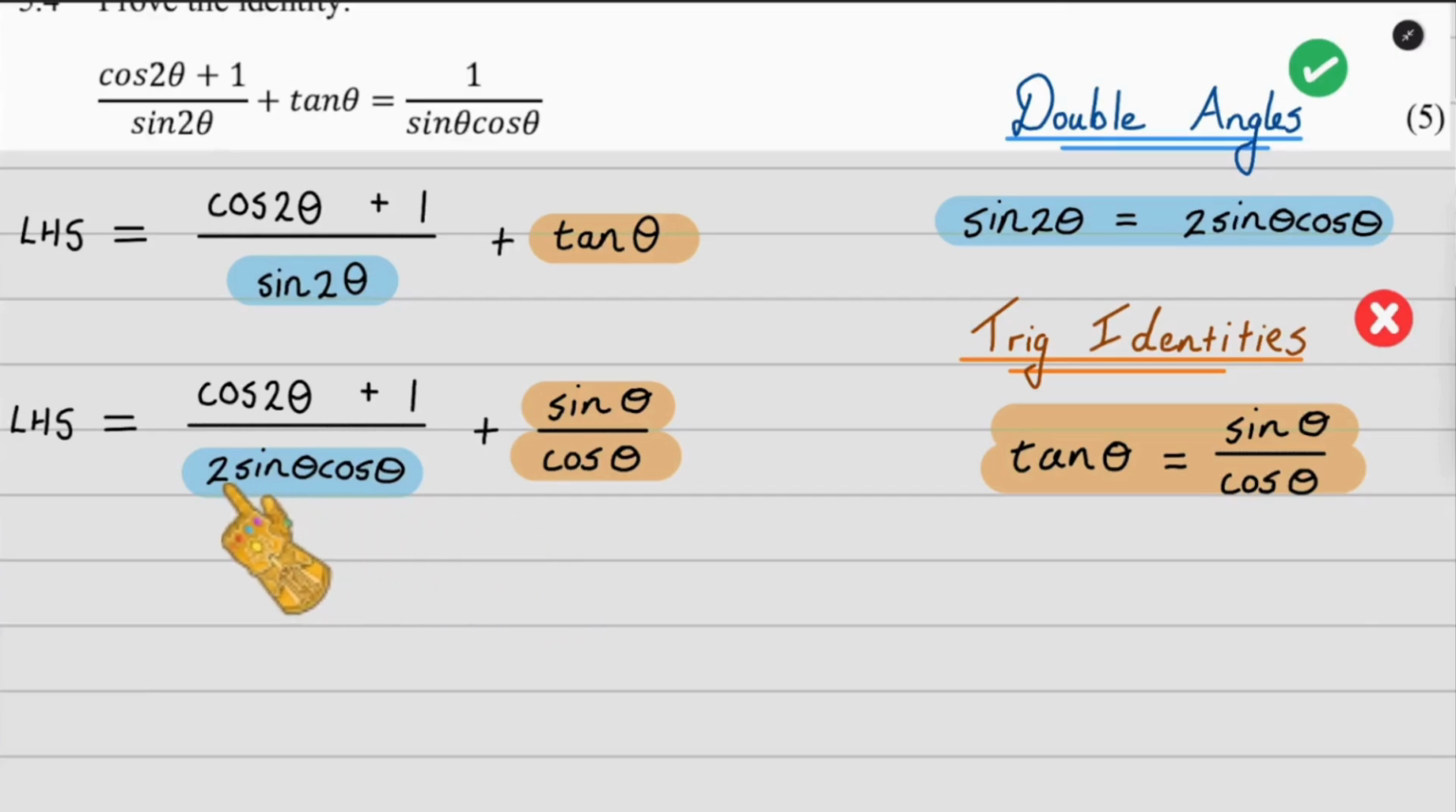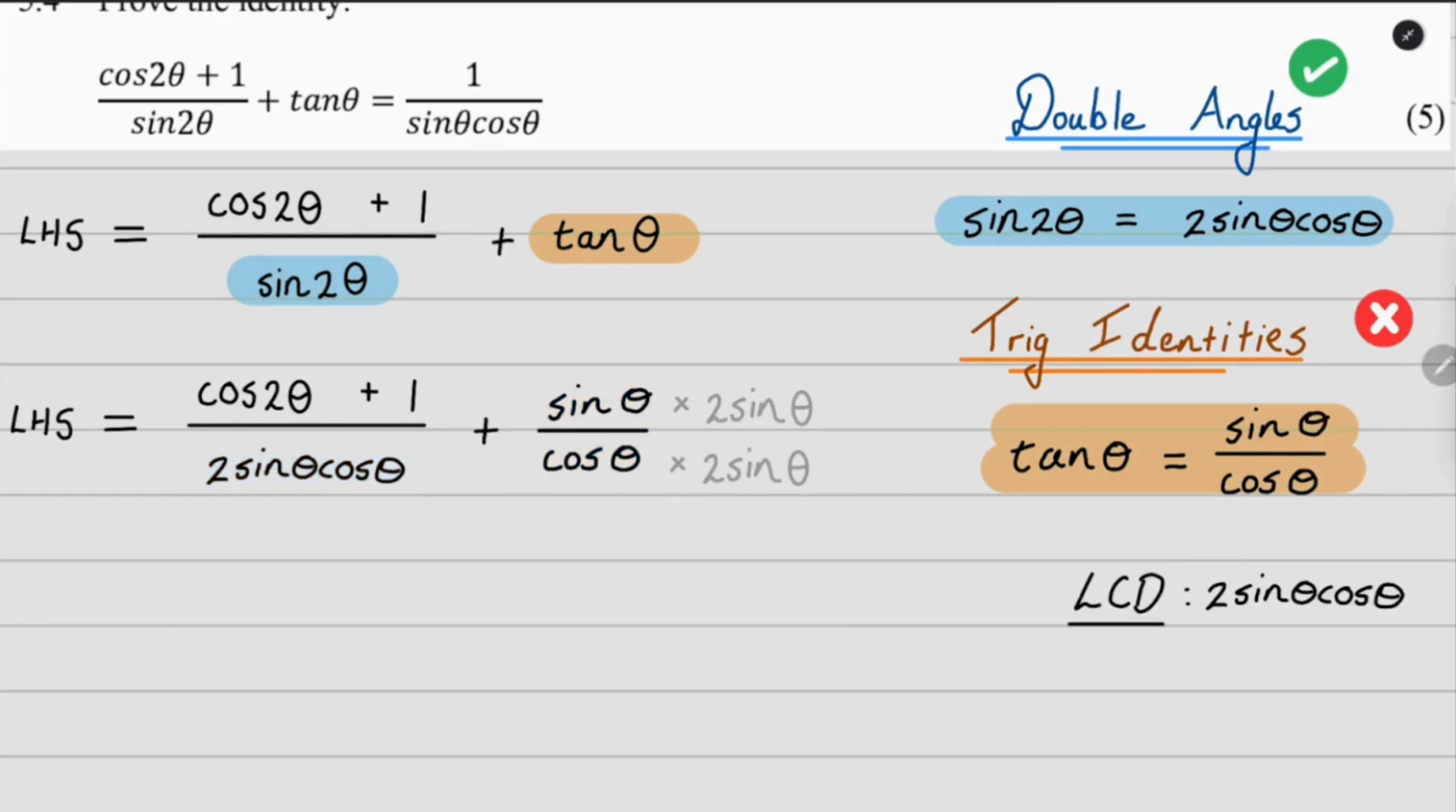So the LCD will be this thing over here. And this denominator is missing two factors. It's missing this 2 and it's missing a sine theta. So I've got to multiply the top and the bottom by 2 sine theta to achieve that LCD. Okay, so we're just going to multiply the top and bottom by 2 sine theta as discussed. This fraction will stay exactly the same. Nothing's going to happen to that fraction.